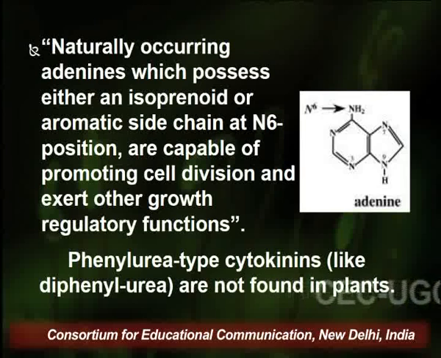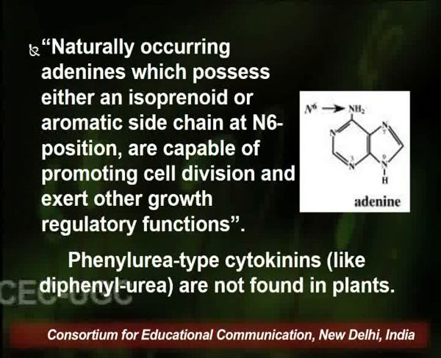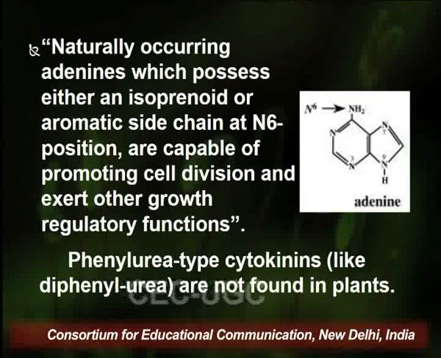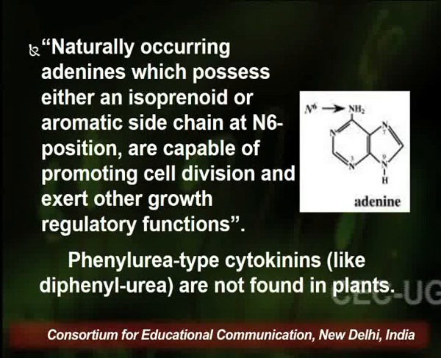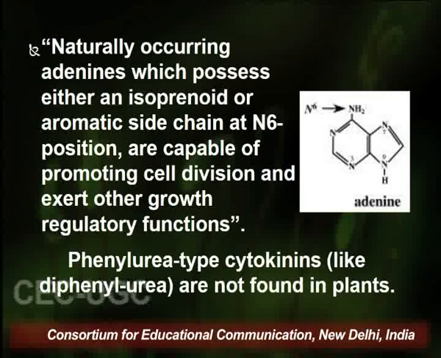Now apart from these adenine derivatives, which are naturally occurring cytokinins in plants, there is another class of cytokinins that has been identified in nature, and these are the phenylurea type of cytokinins. One of the most common examples of the phenylurea type of cytokinin is diphenylurea. But these types of cytokinins, though they occur in nature, have not been reported from plants.